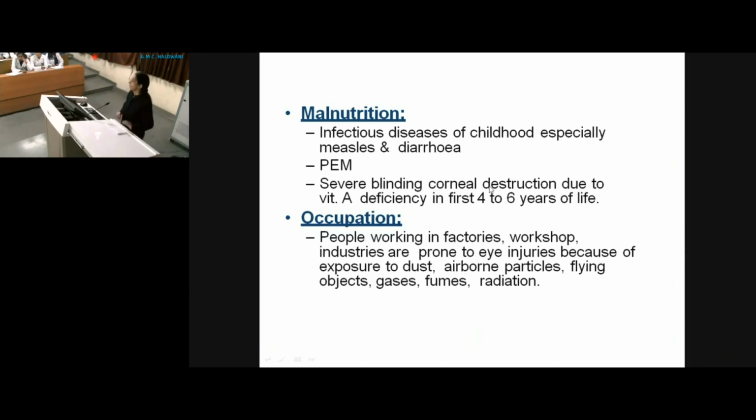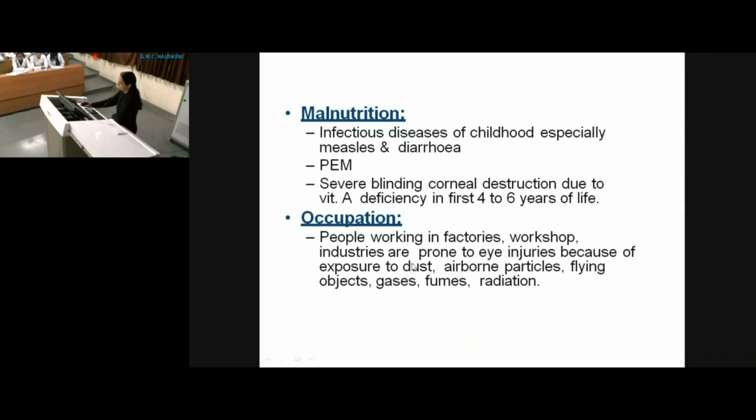And that's why in the NIS, National Immunization Schedule, at the age of 9 months, along with measles, what do we give? Vitamin A. No? That is to reduce this blindness, because severe blinding corneal destruction occurs due to vitamin A deficiency, and that is because of malnutrition, which may lead to infection like measles.